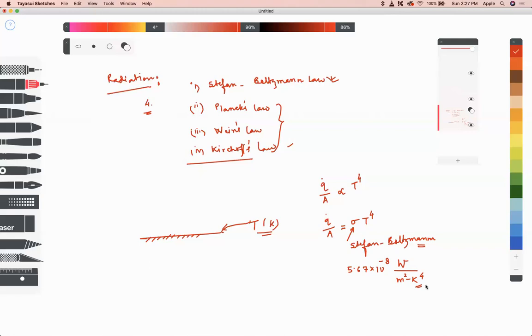So this is the first subsidiary law, and remember there are a lot of other things that go into radiation. There are cases where you deal with a black body and then you deal with a real surface, but then a real surface has to be approximated as a gray surface. So all these things we will discuss in detail when we go into the radiation chapter. All right.